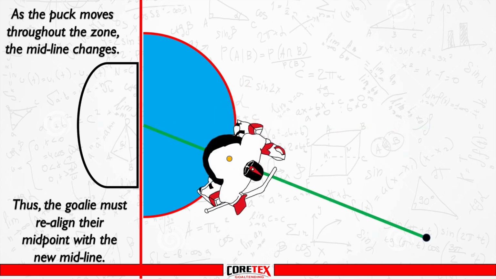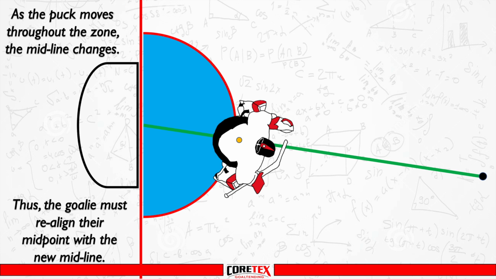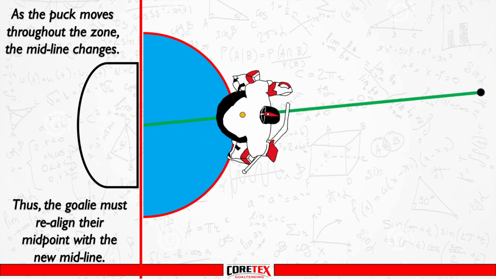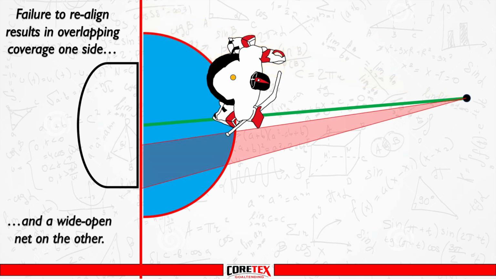Anytime the puck moves along the ice, the midline changes, and the goaltender has to readjust and realign their midpoint with the midline. If the puck moves to a new angle and you fail to line up your midpoint with that midline, you're going to be off your angle, meaning that you're going to have overlapping coverage on one side. You're covering area outside the net, and the other side is going to be a wide open net. You're going to give yourself room that you're not going to be able to reach.